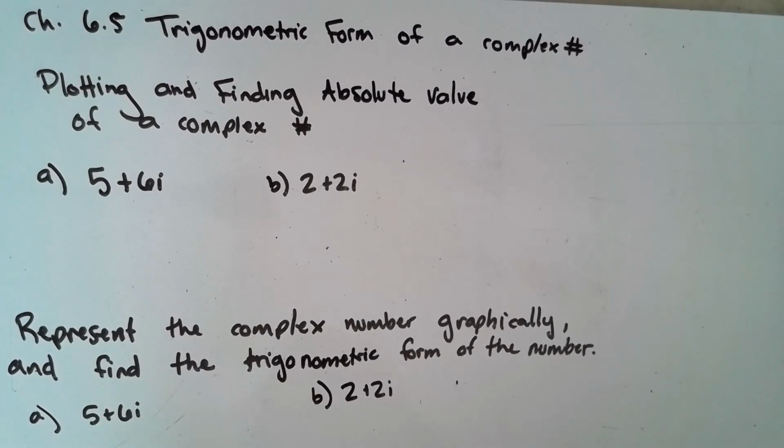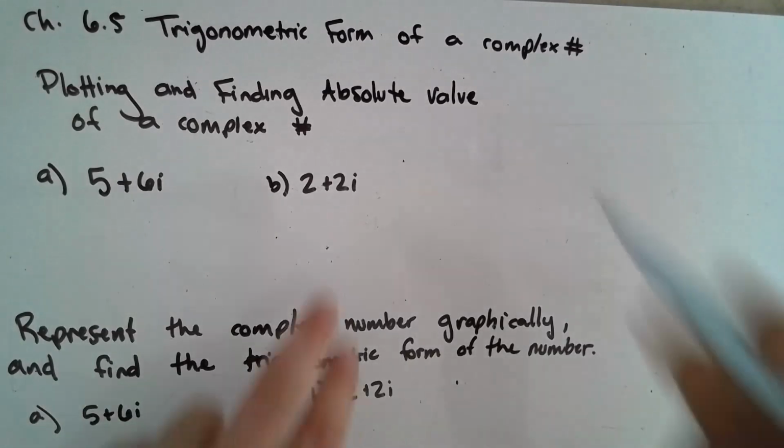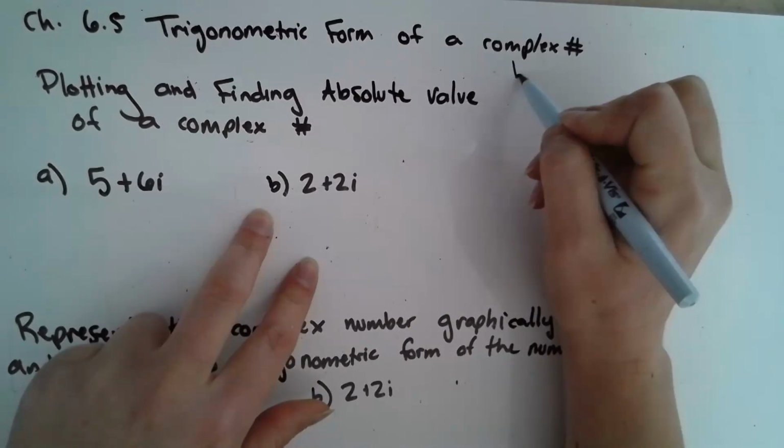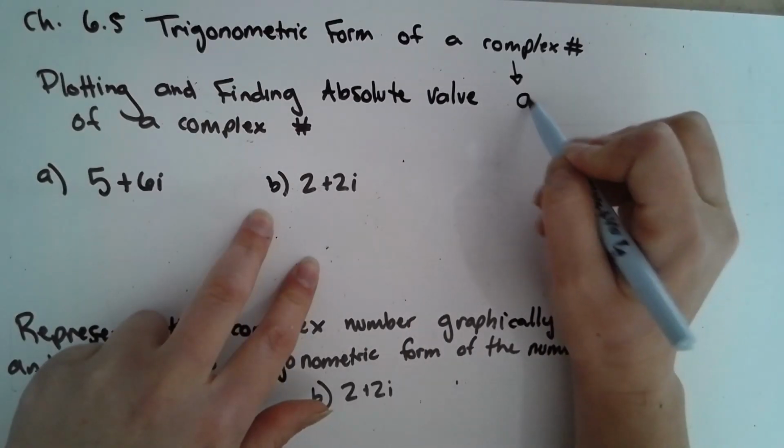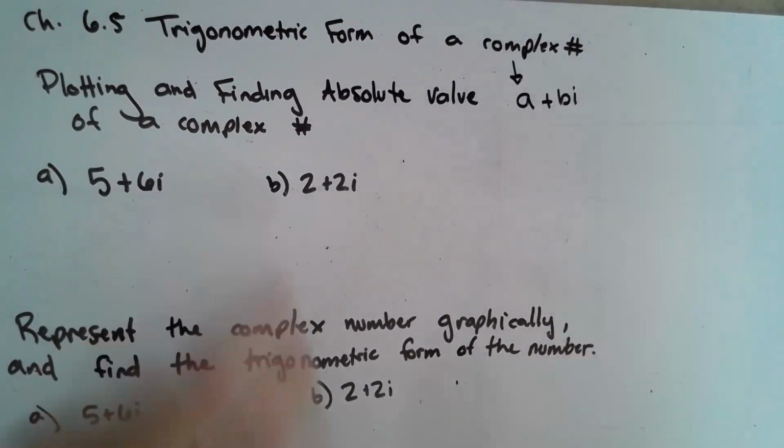This is one equation that needs to go on your identities page that you can use for the final. So first thing we're going to do is a little bit of review from Algebra 2: plotting and finding the absolute value of a complex number. If you remember, a complex number is just a real plus an imaginary part.